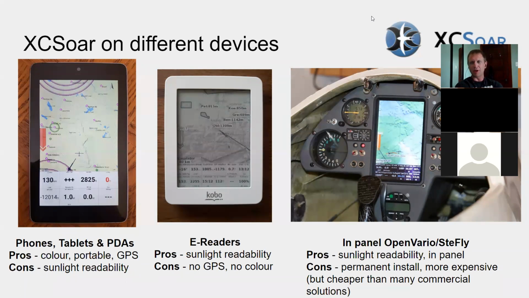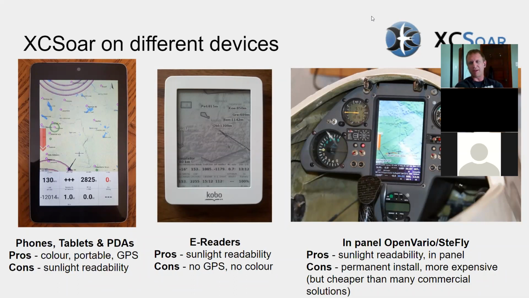And the third one is an in-panel. You can either make your own, they call it the Open Vario, or there's a fellow who's making it commercially called Stefan Longer, and his company is called Fly. There's probably a few other possibilities for in-panel type equipment, but those are the two main ones that I know of.